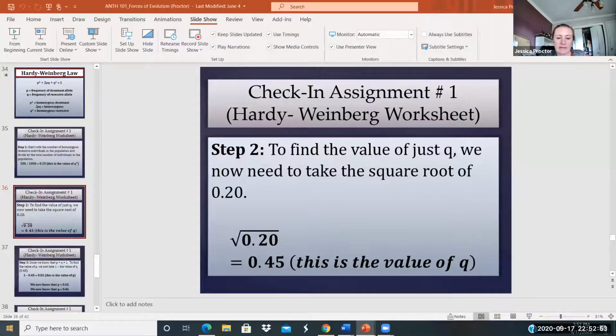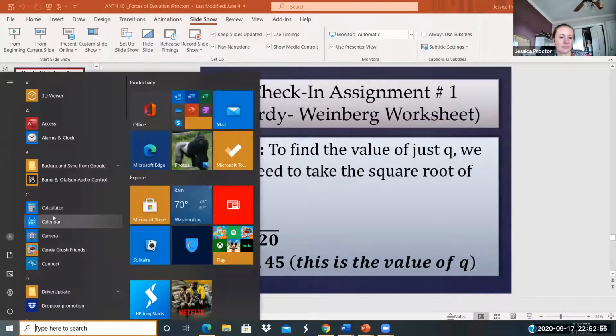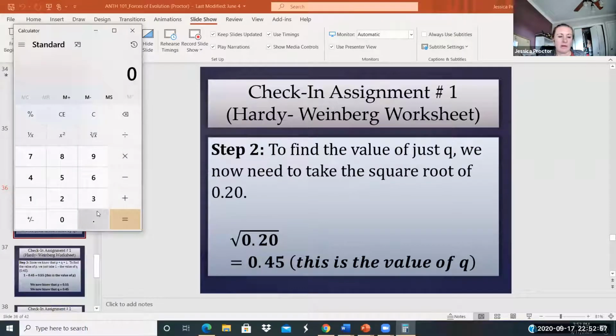So we take out our calculator. We're in our calculator, 0.20, and then we're going to hit this button here, the square root button. Okay, so we're always going to round when we're doing the Hardy-Weinberg equation. We're always going to round to 2 decimal places.